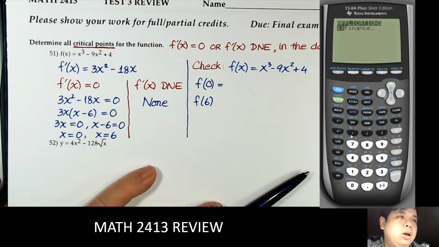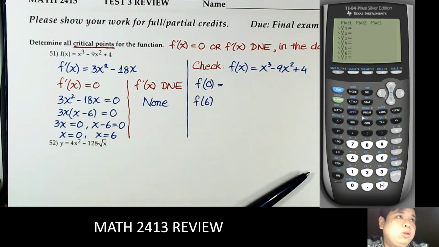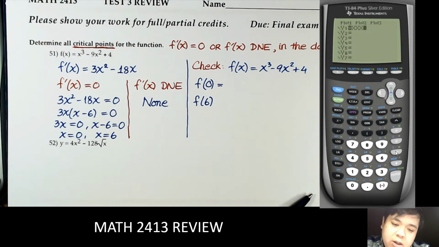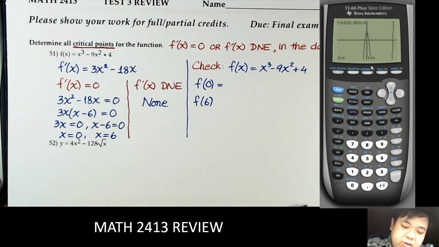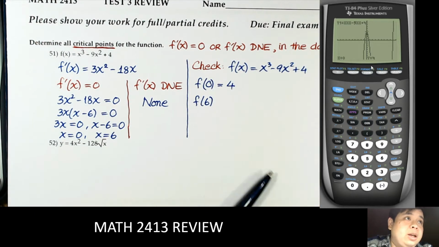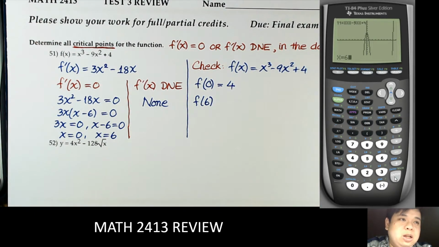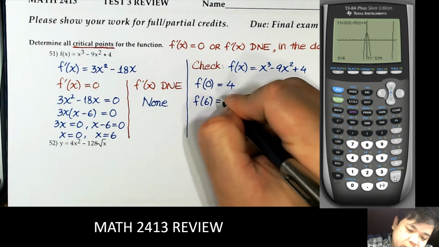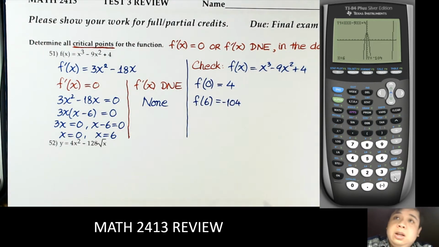Right. So I hit y equals, I enter the function x cubed minus 9x squared plus 4. And we hit second and trace the values. So hit enter again. We'll graph the function, and then it asks what x equals. We say x equals 0, and it gives us the y value 4. And we hit 6 for x equals 6, y equals negative 104. And both of these are defined.